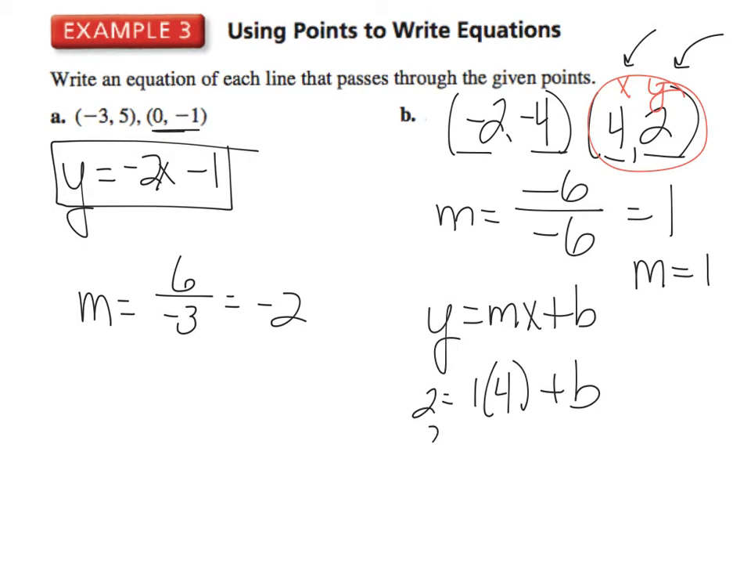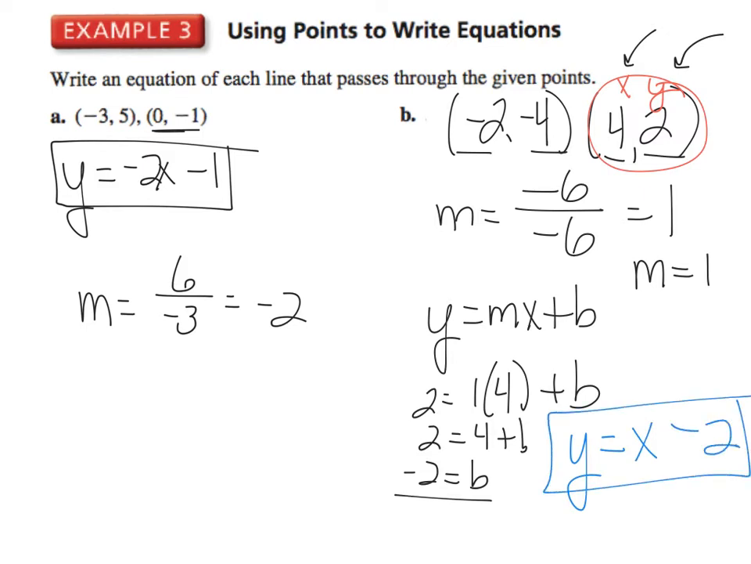So this will give me 2 equals 4 plus b. I subtract 4 on both sides. That gives me a y-intercept of negative 2. Therefore, if I put this all together, y equals 1x minus 2 is my equation in slope-intercept form.